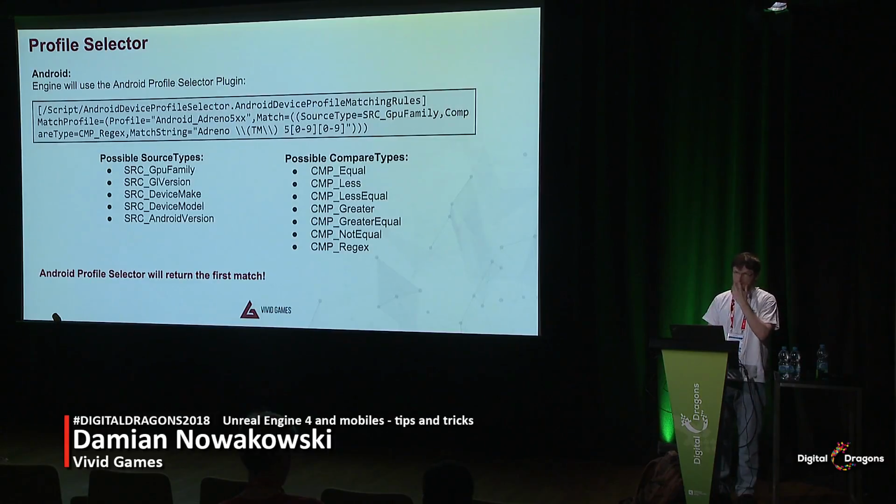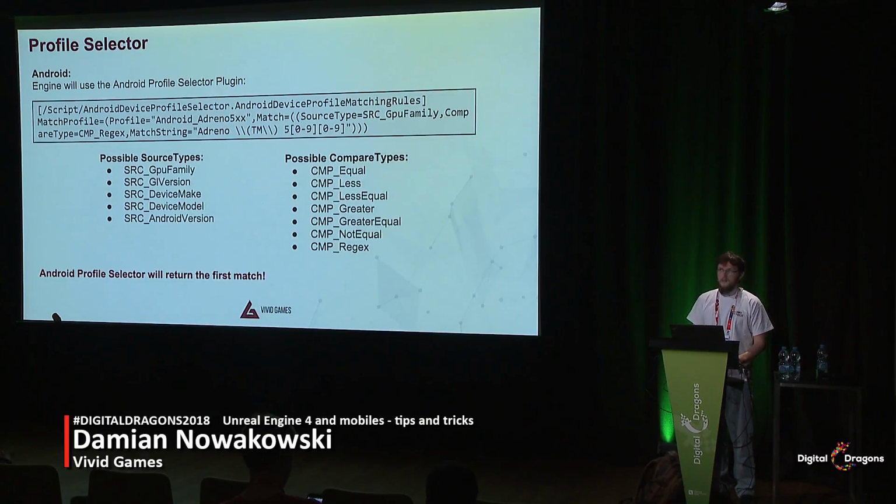On Android, it's much more complicated because we have tens of thousands of devices. Here we are using the Android Profile Selector plugin, which checks the match profiles. Here we see a match profile that checks the source type of the GPU and compares it to that string. So if the GPU family matches this string, we enable the profile for Android Adreno 5.